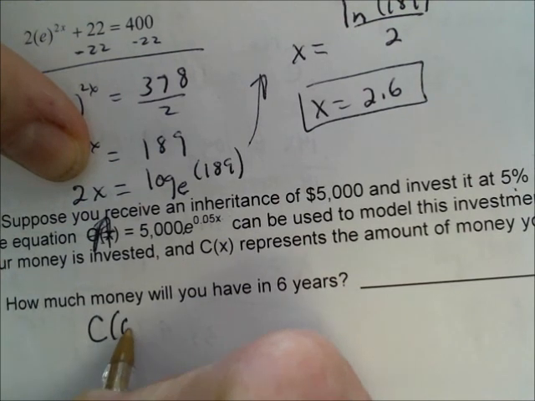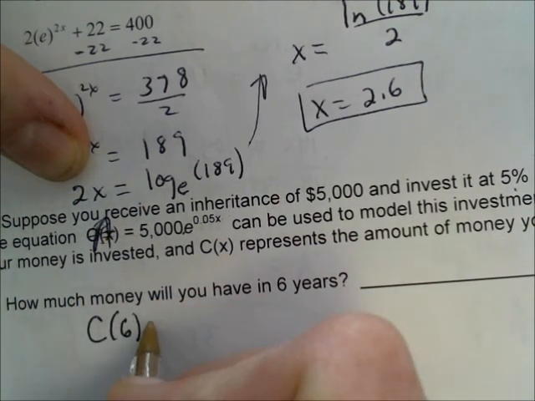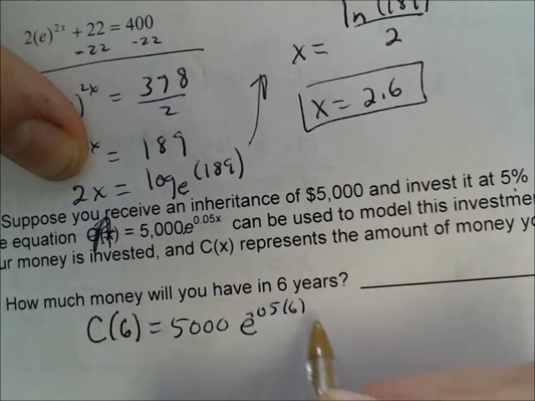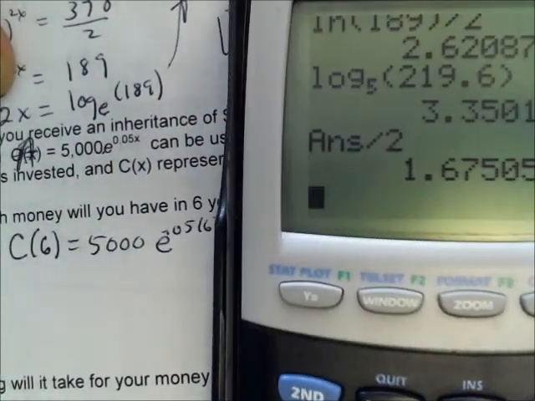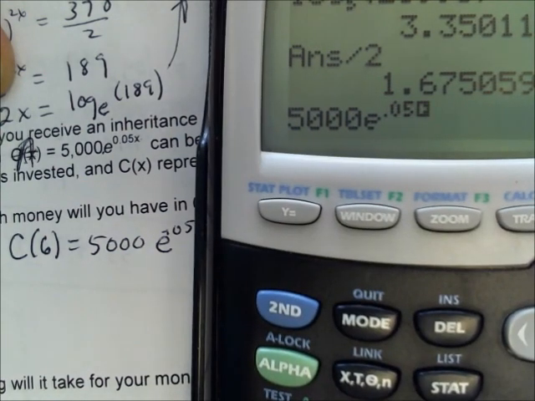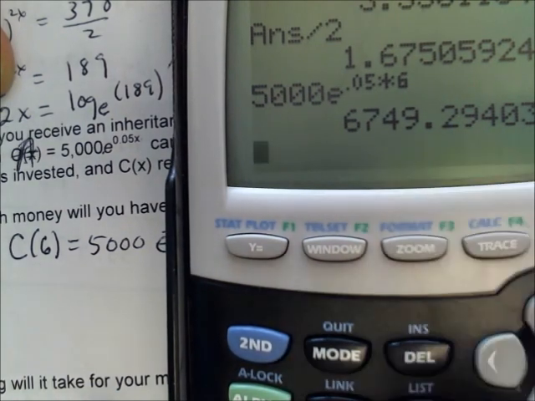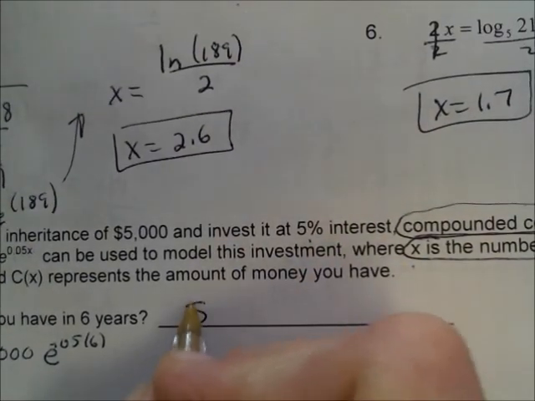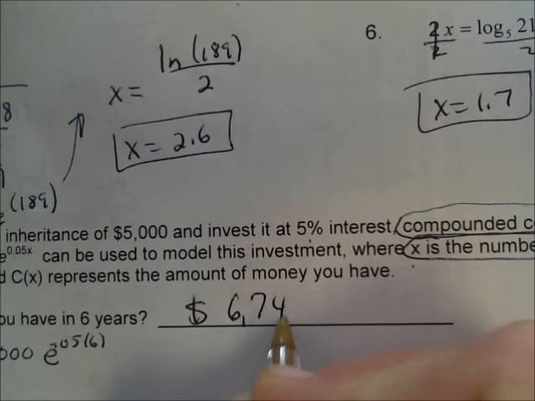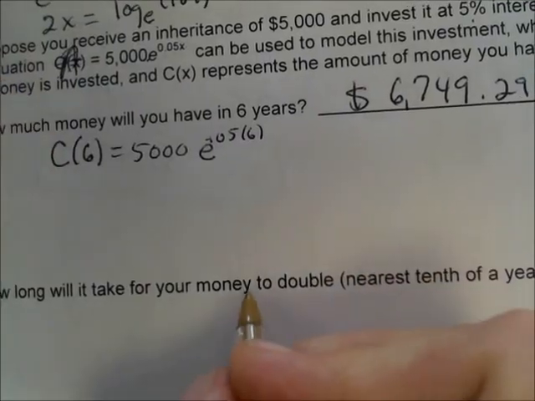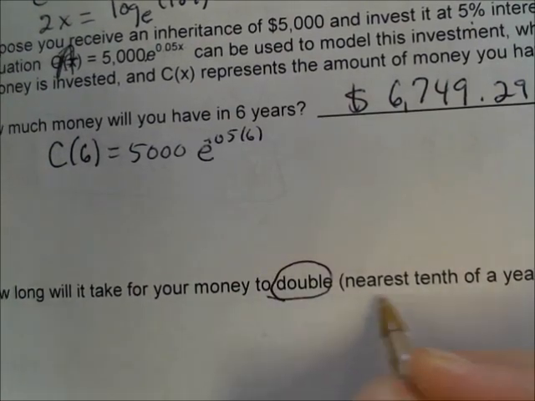So C of 6, right, when you replace that, C of 6 is equal to 5,000 times e to the 0.05, that's the 5% interest, times 6 years. And so we just pull our calculator out, 5,000 second ln of 0.05 times 6. And it looks like we'll have $6,749.29. Make sure you write dollars and cents. $6,749.29.